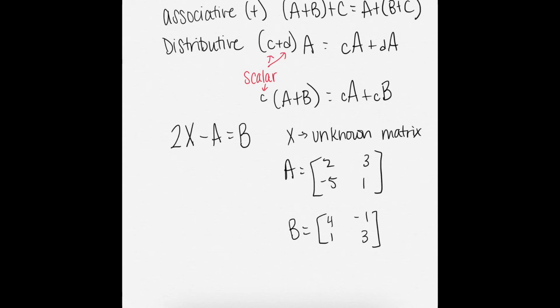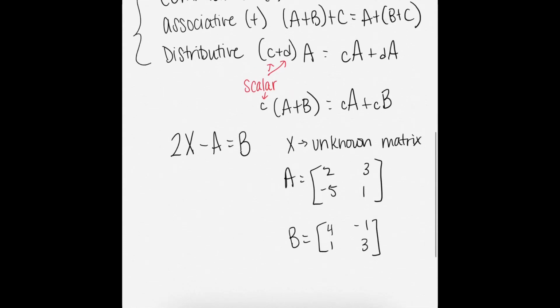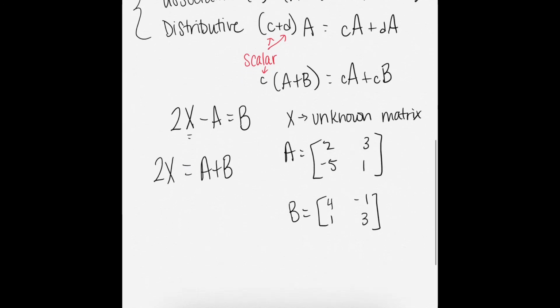All right, if I was wanting to solve for this X unknown matrix, I can actually use these properties right here. So I'm solving for X. I want to know what X would be. Well, I know that I can add the A to the other side. So I have 2X is equal to A plus B.